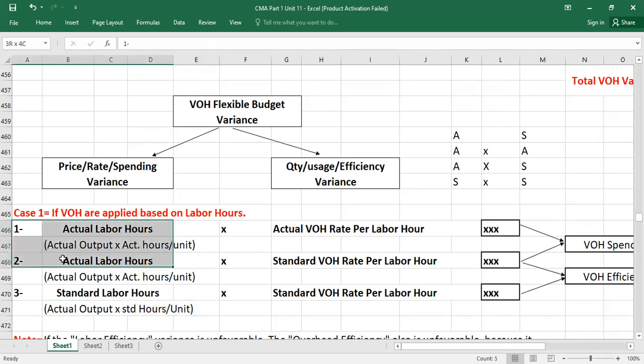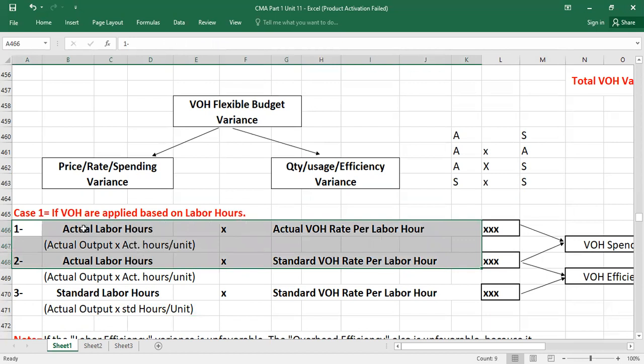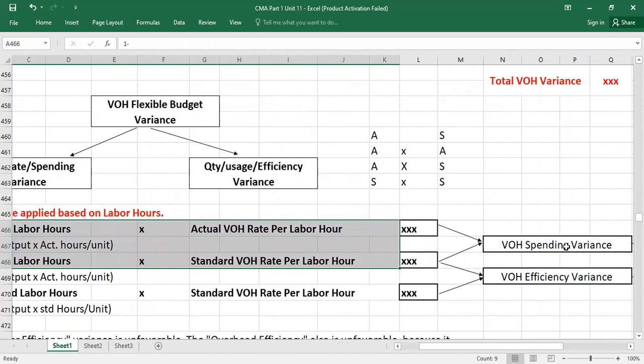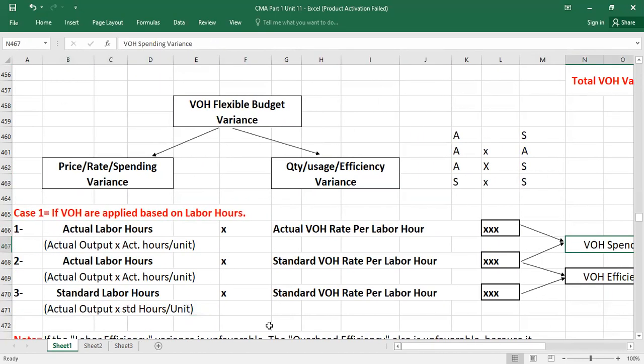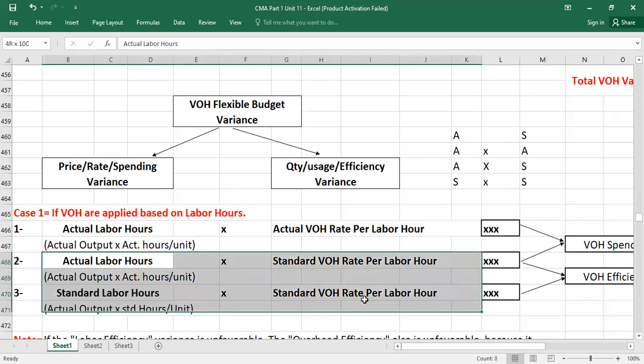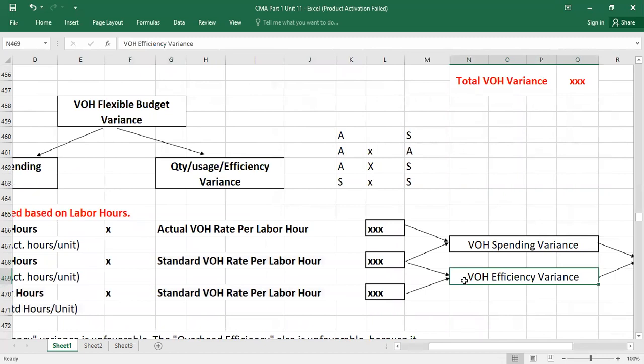If you look at the first two lines here, you can see there is no difference between hours, but there is a difference between rate. So if you take the difference of the first two lines, this will result in rate variance, which is also called spending variance. But if you take the difference of the last two lines, which is actual labor hours times standard rate, and standard labor hours times standard rate, you can see there is no difference between rate, but there is a difference between hours. So this is called efficiency variance, or it is also called usage variance or quantity variance.